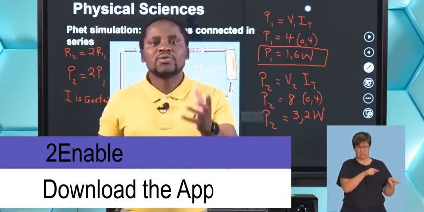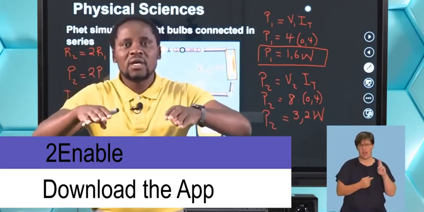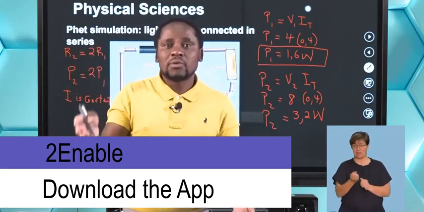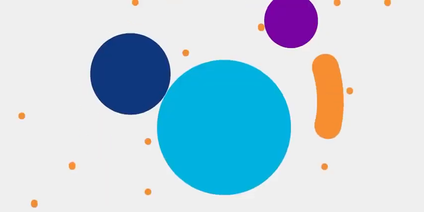After the short break, we'll use the very same arrangement of resistors, R1 and R2, one being double the other, and see how that affects the power. Let's take a short break for now.